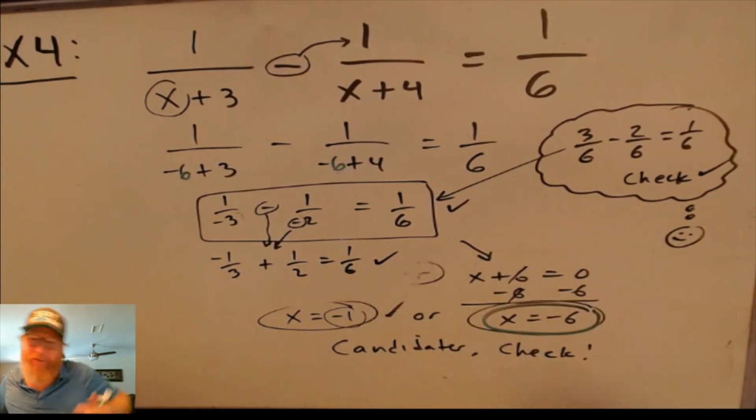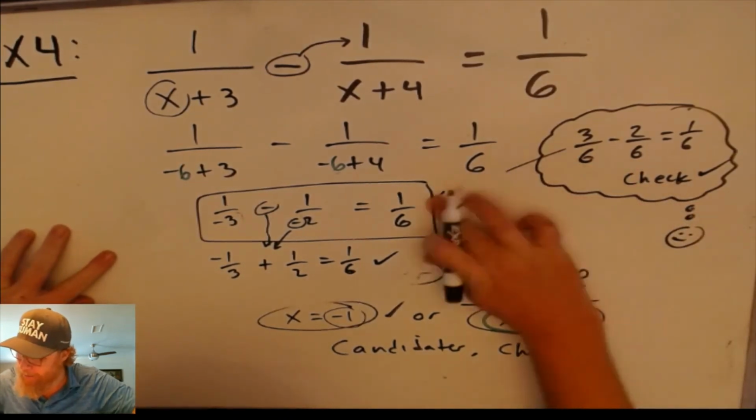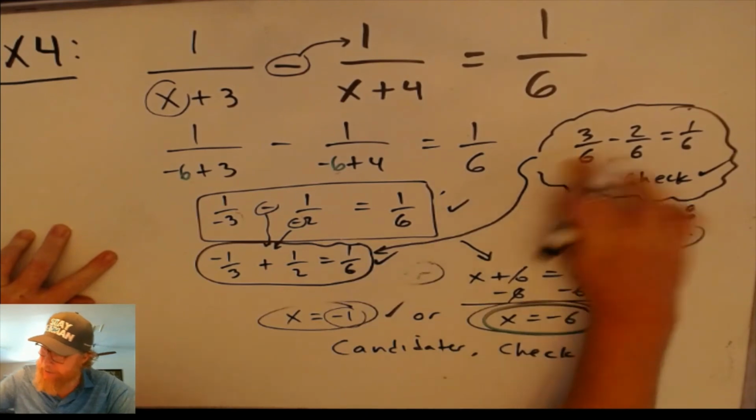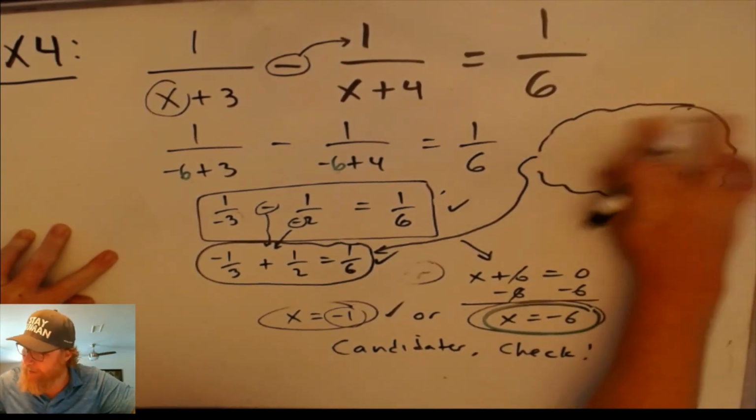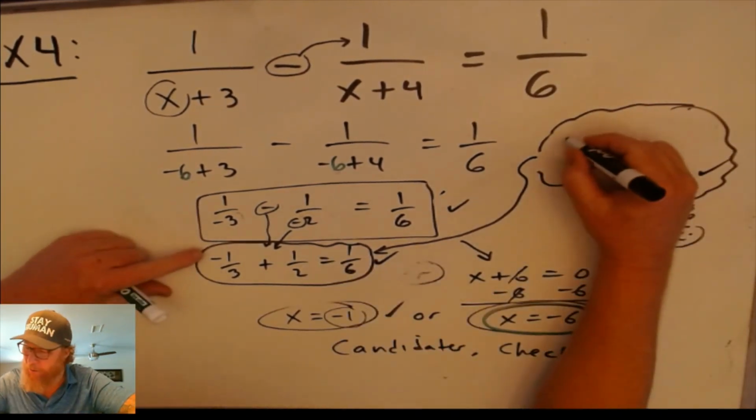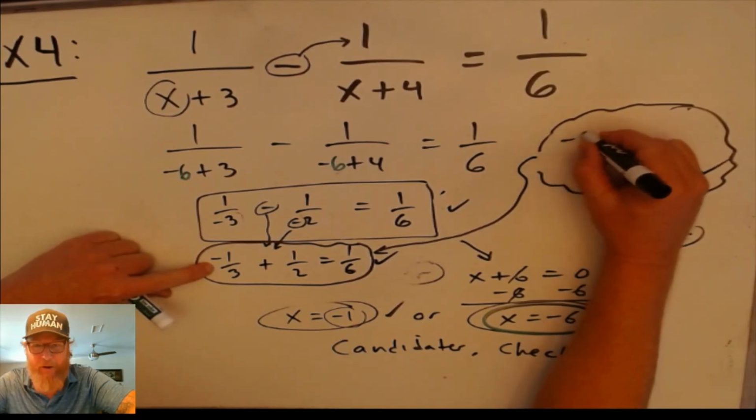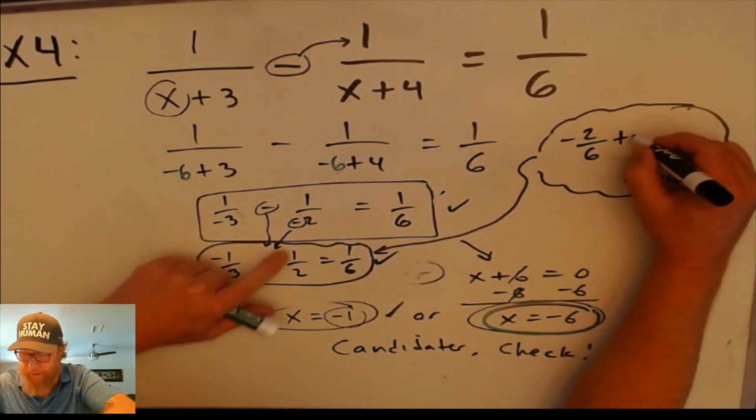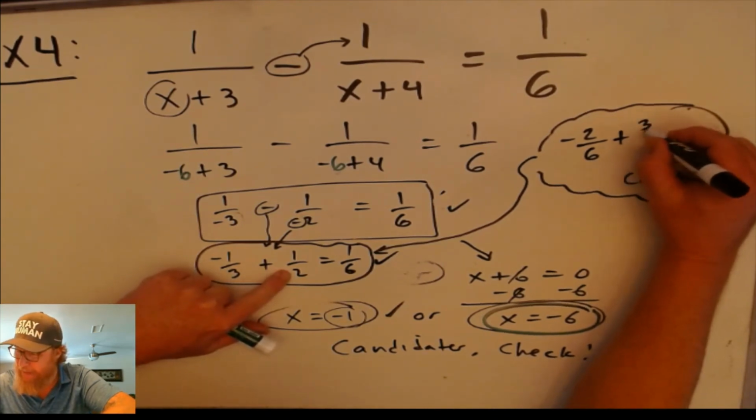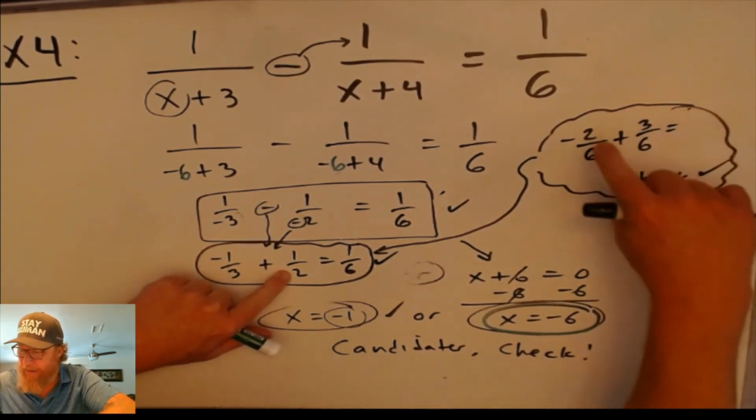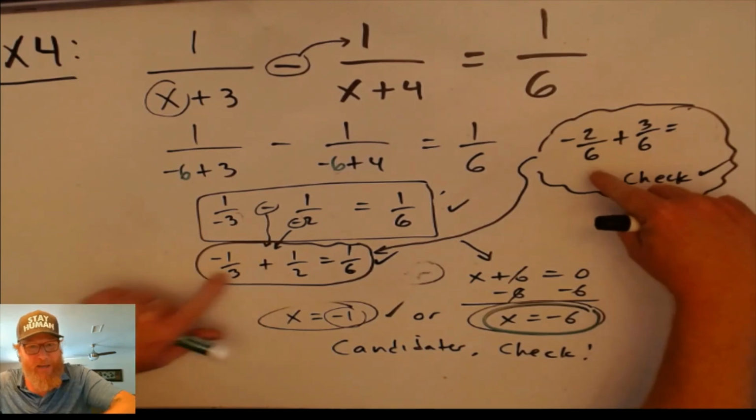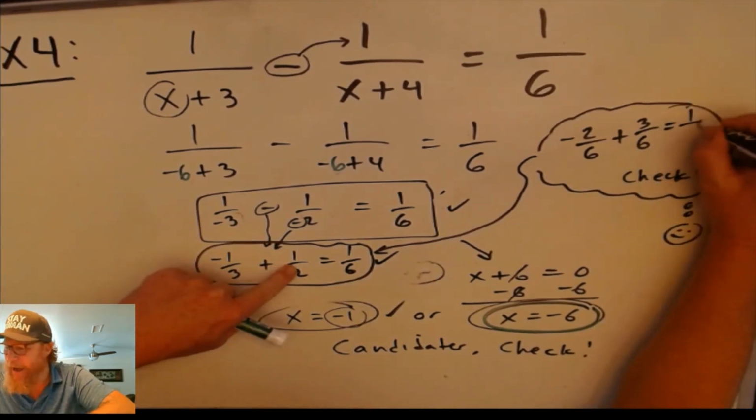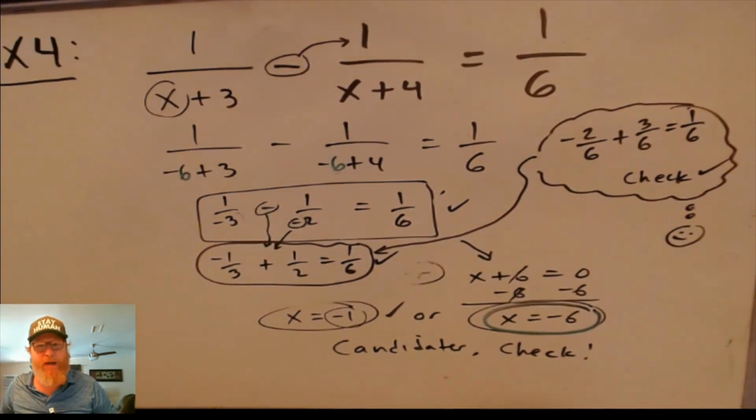All right? And if you don't believe me, go ahead and do your mental check here. Or if you want, you could plug it into a calculator, or you could actually work the whole thing out. -1/3 is the same as -2/6. +1/2 is the same as 3/6. -2/6 plus 3/6 is in fact still 1/6. So they both check.